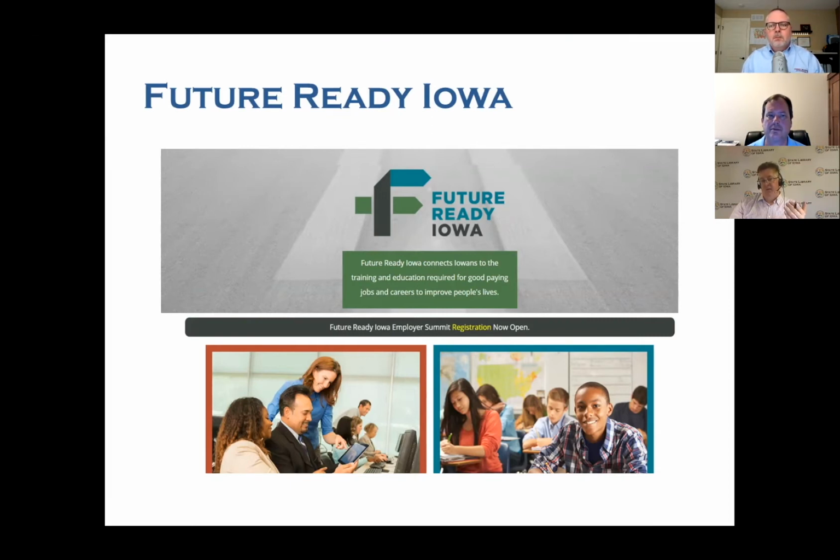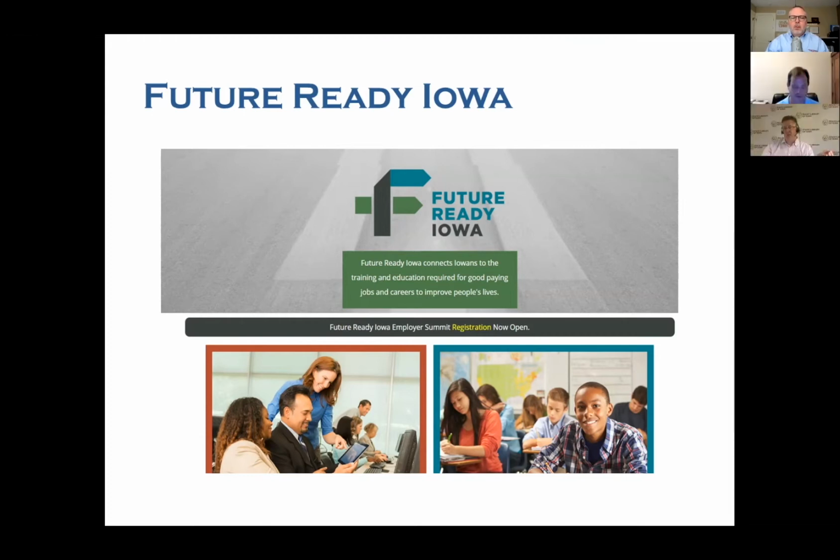We even have our libraries trying to do things like checking out cellular hotspots to library patrons, so they can have a connection at their home that they maybe can't afford or don't have very good connection, so they can take a test or an online class, whatever it might be, from the comfort of their own home.